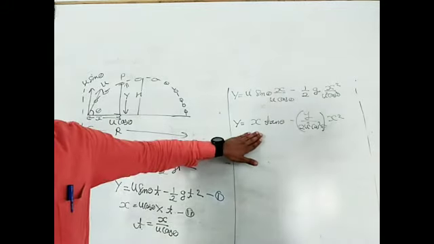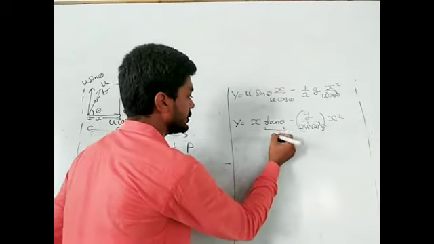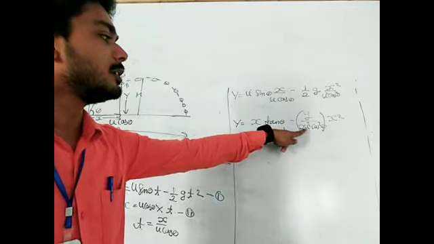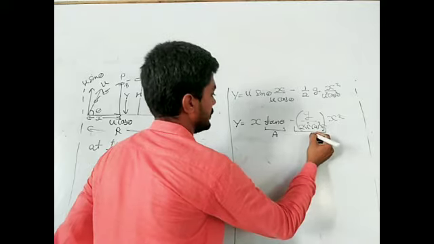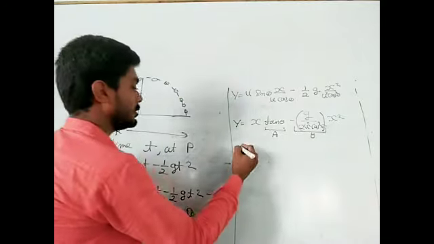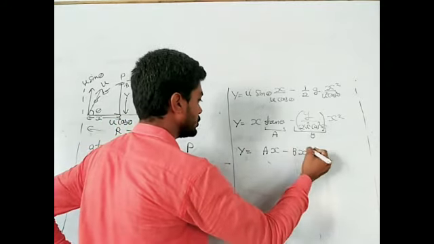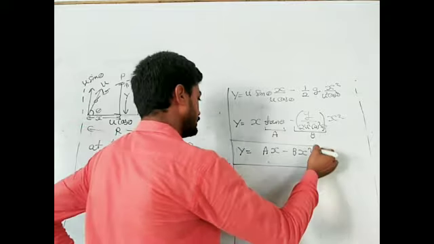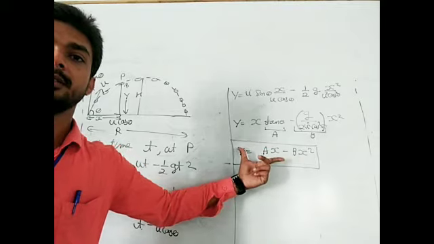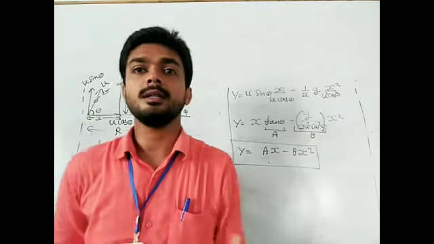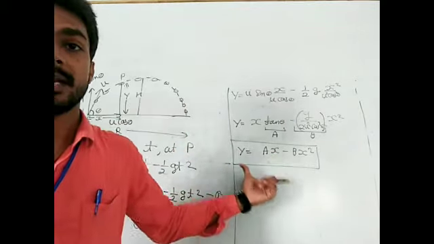In this equation, students, you can observe that tan theta is a constant. Consider this a. Here g, u and cos theta, all these things are constant. Consider this b. For simplicity, what you are getting? y is equal to ax minus bx square. Students, this equation is a quadratic equation, and a quadratic equation represents a parabola.